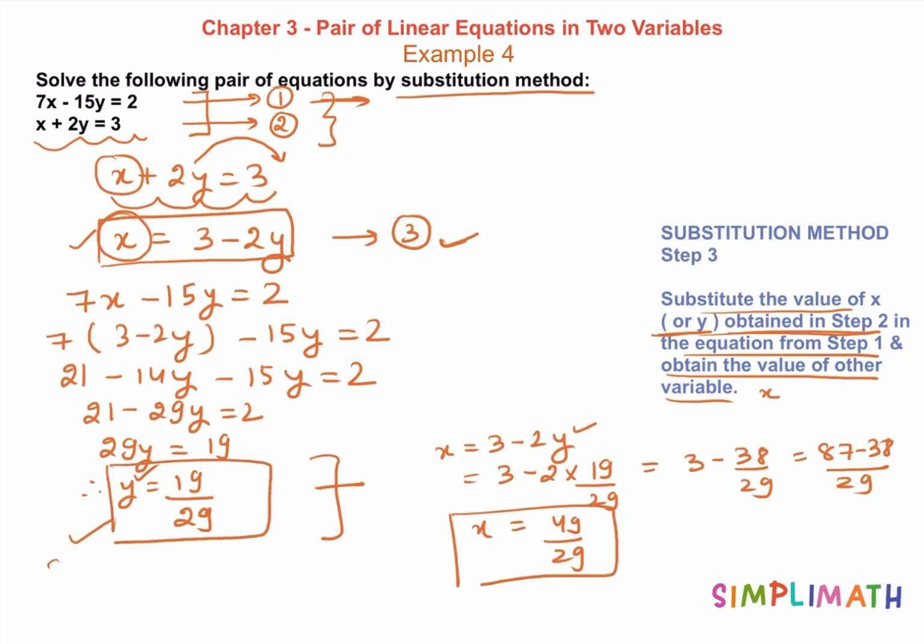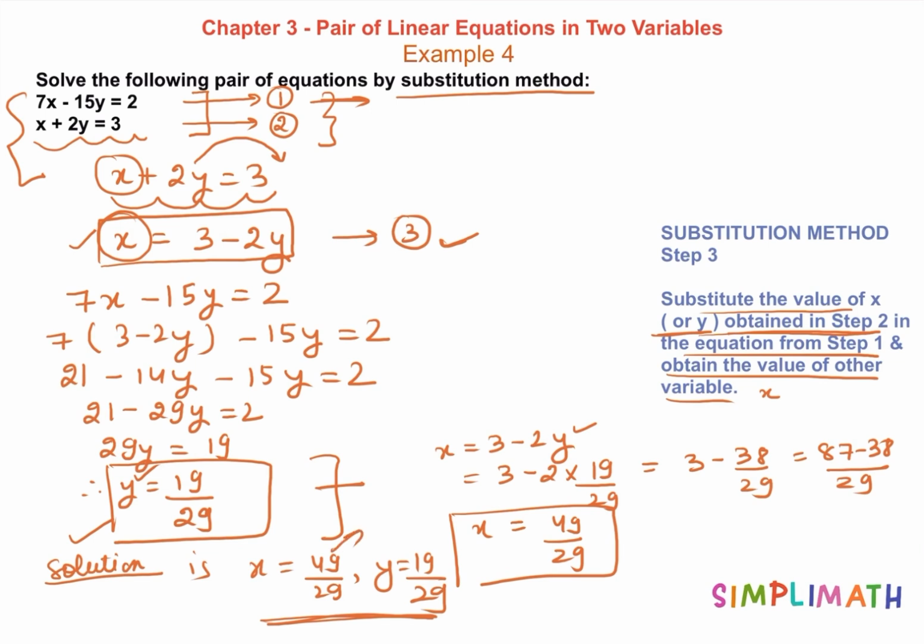So the solution of the given pair of linear equations is x equals to 49 by 29 and y equals to 19 by 29. Now, if we have to verify if the solution is correct or not, we put the value of x and y in either of these equations and we find that LHS equals to RHS. So once LHS is equal to RHS, our solution gets verified.